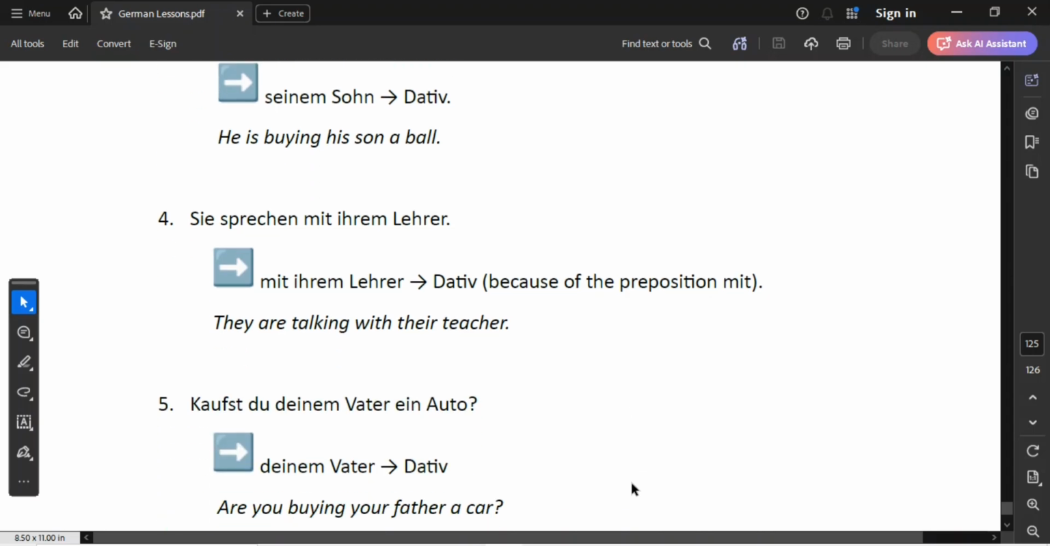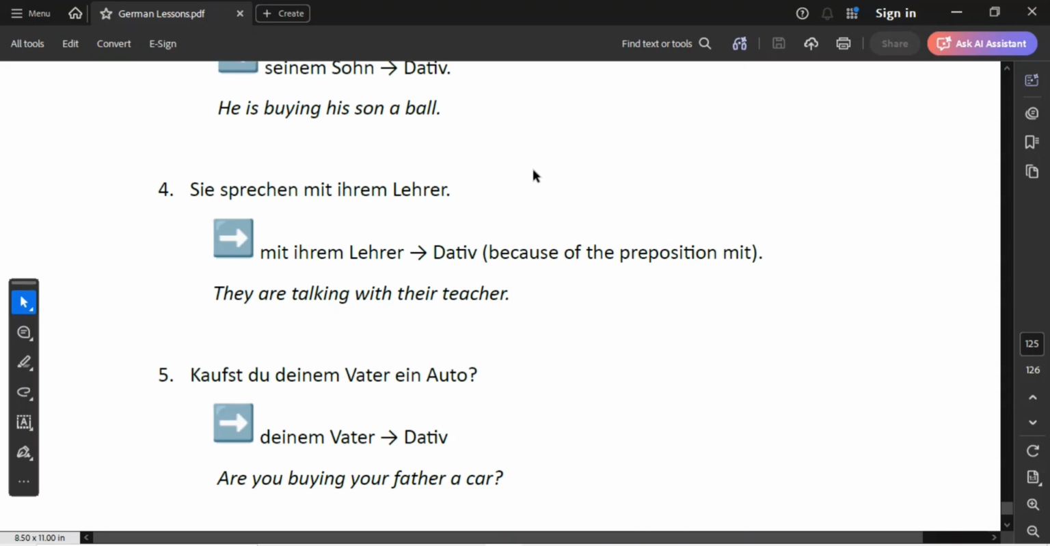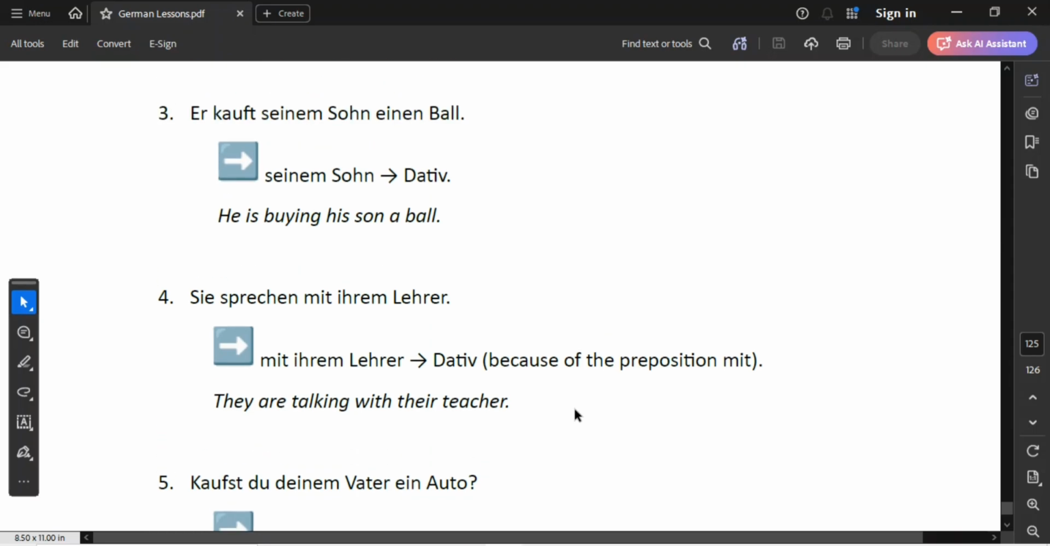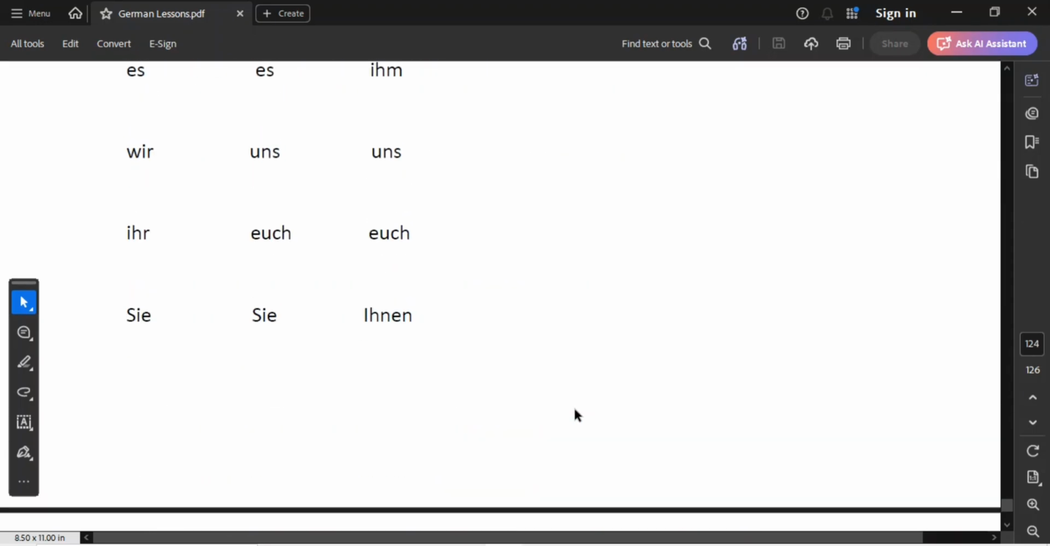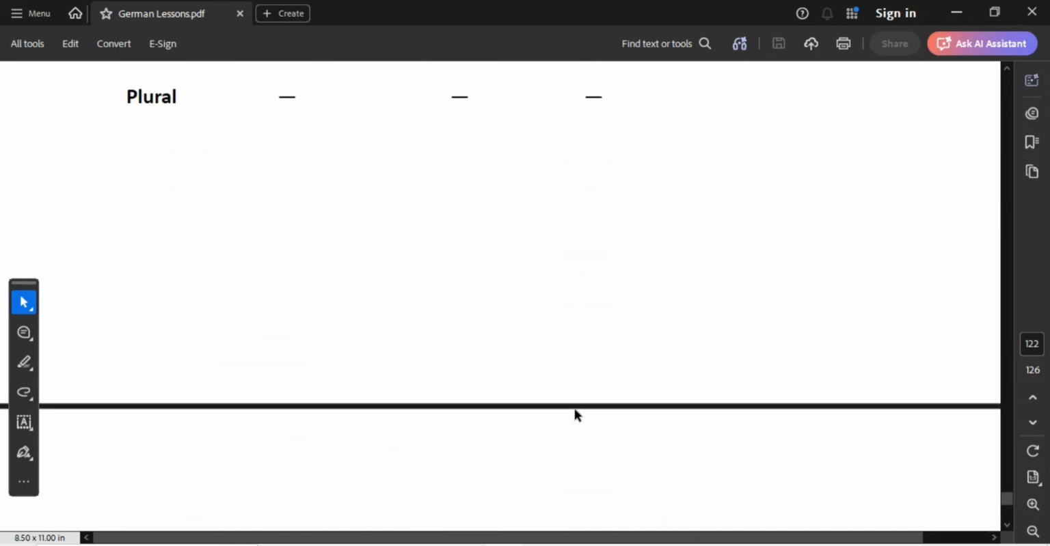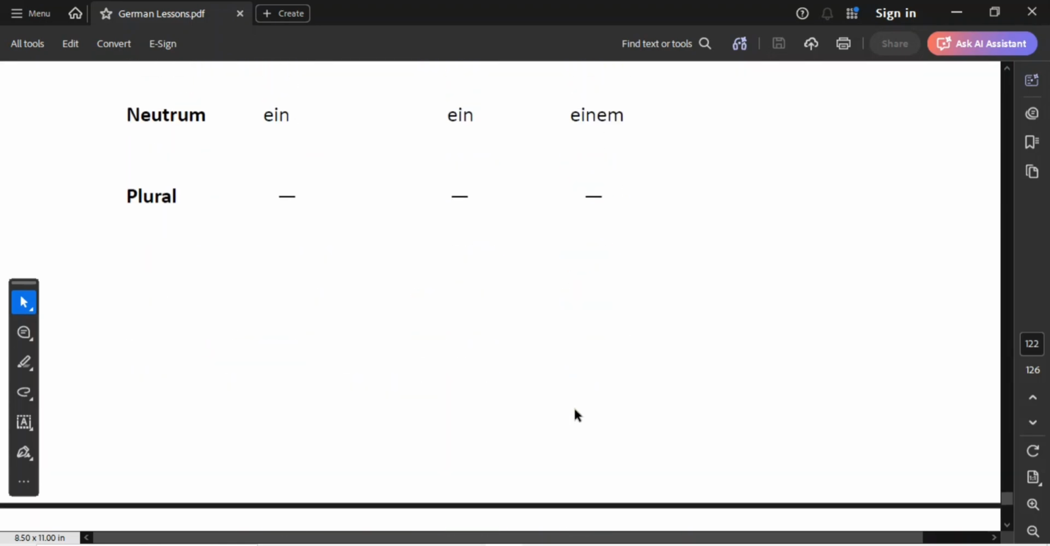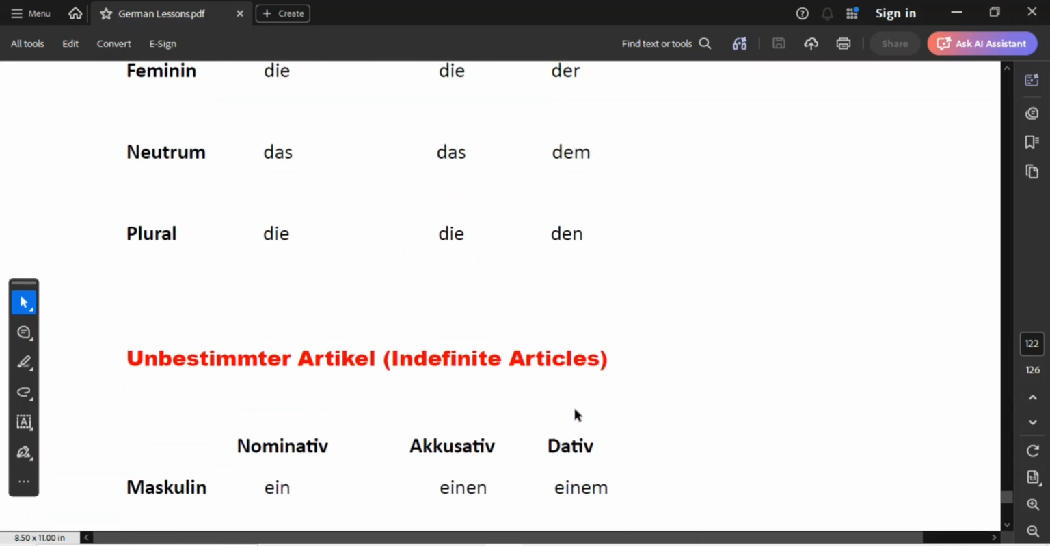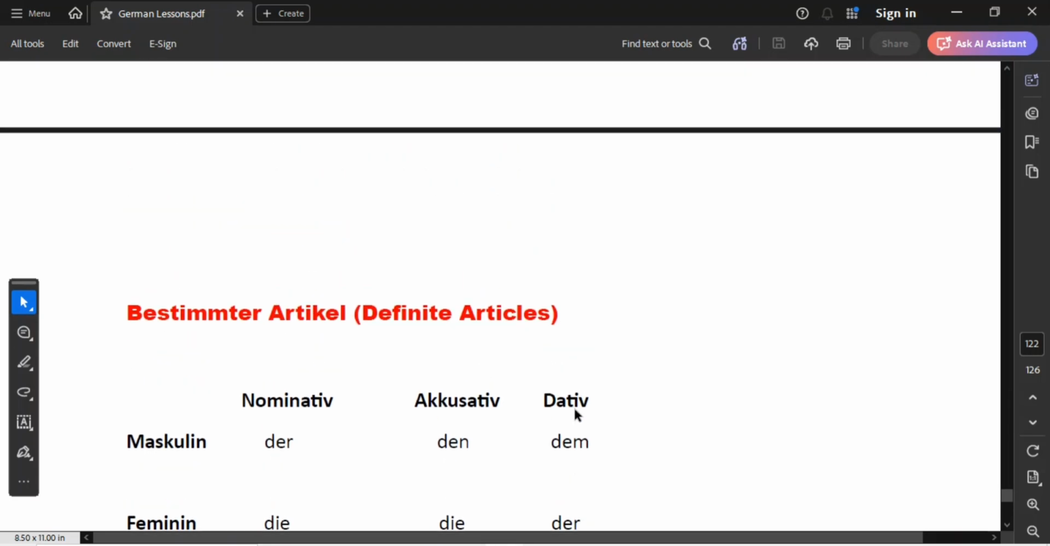Then Beispiel Nummer 5. Kaufst du deinem Vater ein Auto? Deinem Vater is our dative. Having looked at the Beispiele, that marks the end of today's lesson, and also the end of the cases. Remember, we started with nominative case, then we looked at accusative case, and we have finished our cases having looked at dative case.